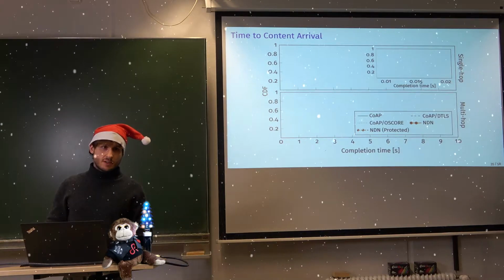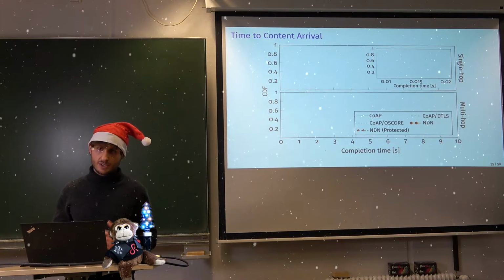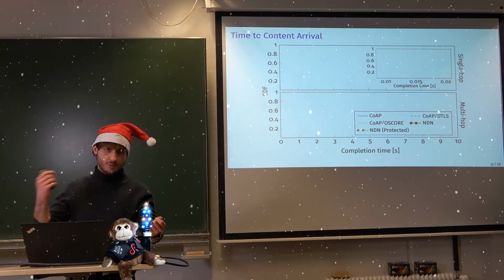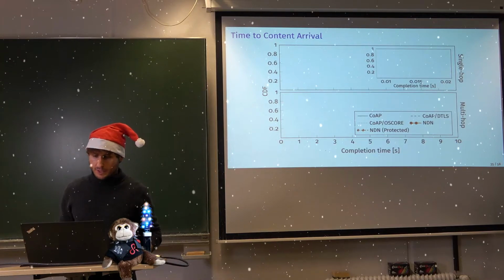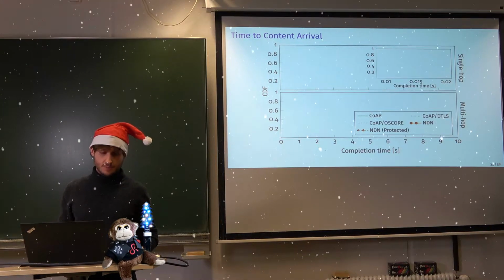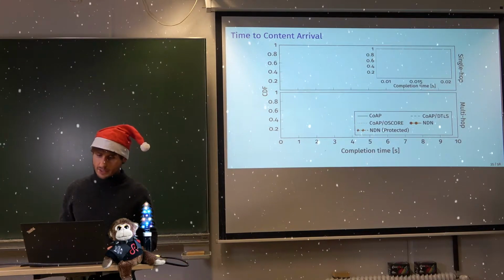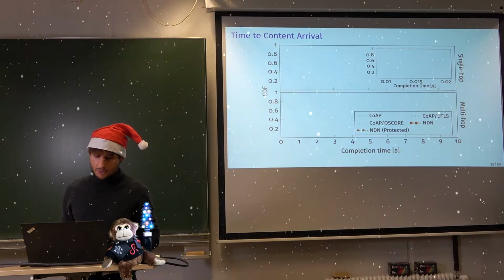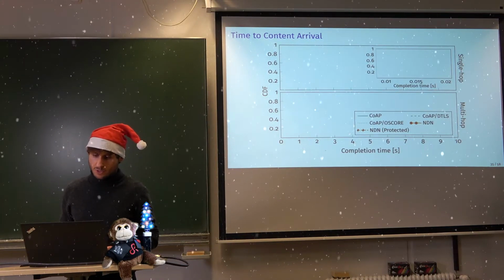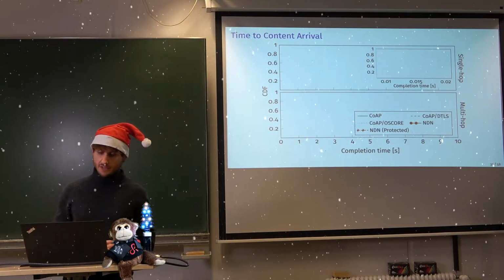Let's first look at how we measure the completion time. So we send a request and receive a response, and the difference is the completion time. That's what you can see on the x-axis of this plot. On the y-axis, you see the cumulative distribution, and then we show these plots for CoAP without protection. Then we show it for CoAP with DTLS, CoAP with OSCORE, and then NDN without protection and NDN with protection.